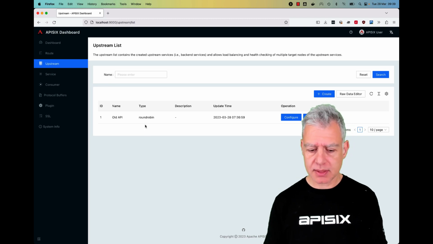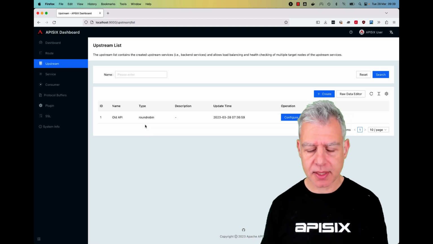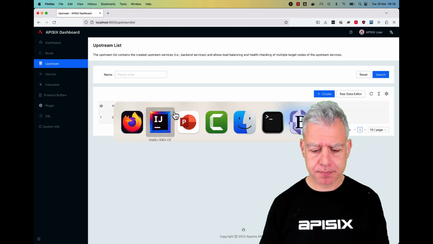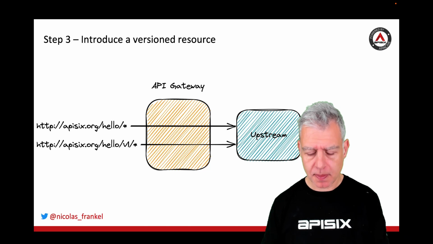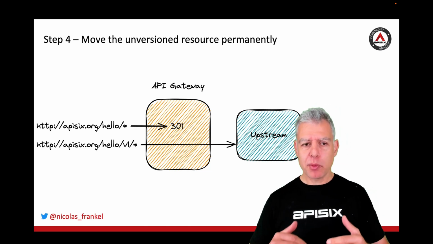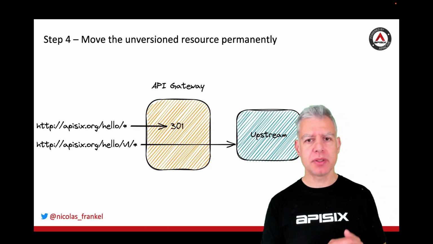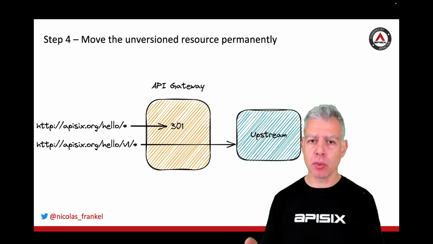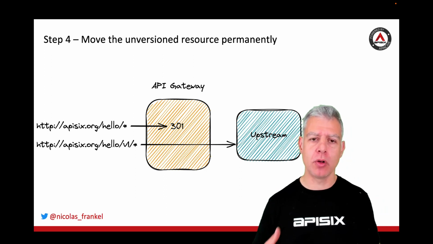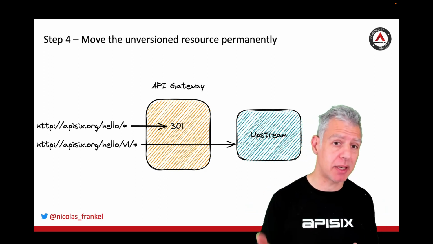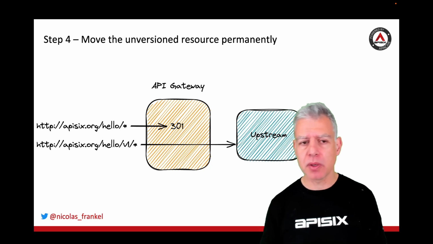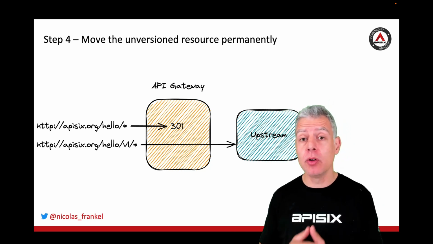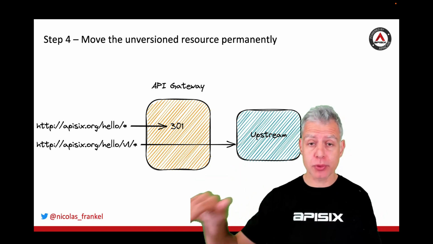And yes, this is the upstream that I created. Okay, let's go a bit further. If we have an unversioned endpoint and a versioned endpoint, there is a high chance people will keep using both, or even worse, even the unversioned one, because there are fewer characters to type. So we want to tell people, hey, please stop using the unversioned endpoint, you need to use the versioned one.